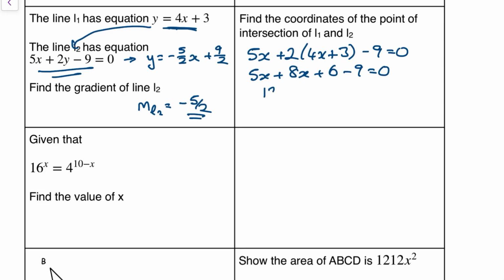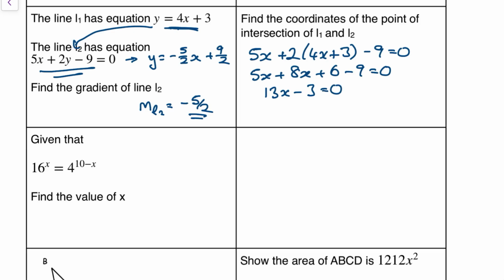5x plus 8x is 13x. Plus 6 minus 9 is minus 3, is equal to 0. These aren't going to be very nice numbers, are they? Which means that x equals 3 divided by 13. And y, because it says coordinates, not just the x value, but the coordinates. So I'm going to use this equation again. So 4 times 3 over 13 is 12 over 13.